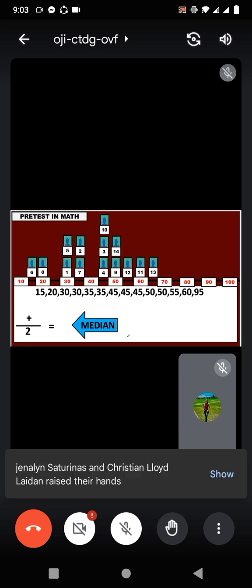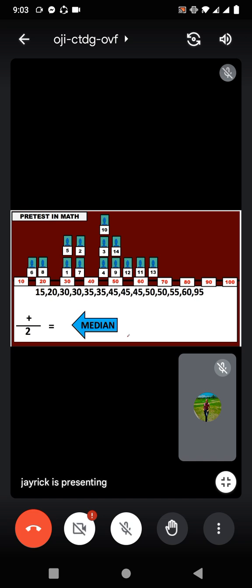Let's presume, what if student 13, instead of having a score of 65, got a score of 95. Imagine, let's have this one. Take note, is this 95 an outlier? Yes, sir. Very good. So now, 95, take note, it is an outlier.